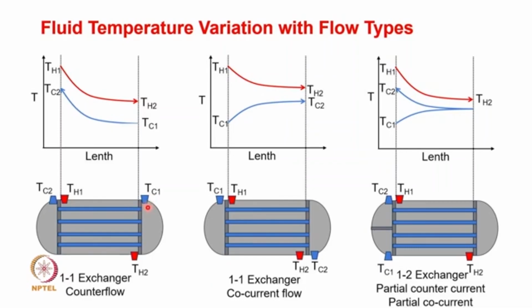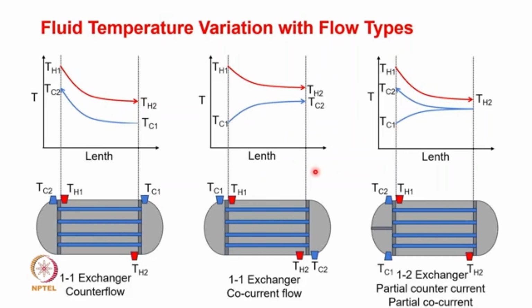Both the fluids only pass each other one time, and this is how the temperature profile looks. The hot fluid keeps on decreasing from Th1 to Th2, and the cold fluid temperature keeps on increasing from Tc1 to Tc2. The noteworthy thing here is that Tc2 would always be higher than Th2.